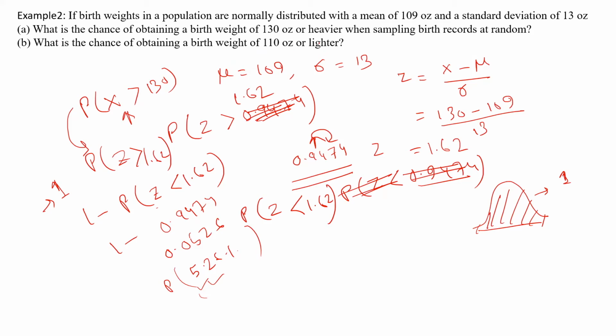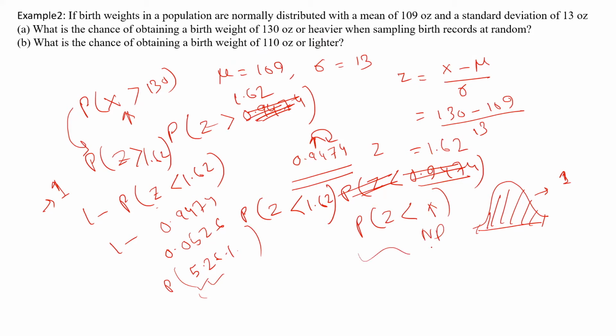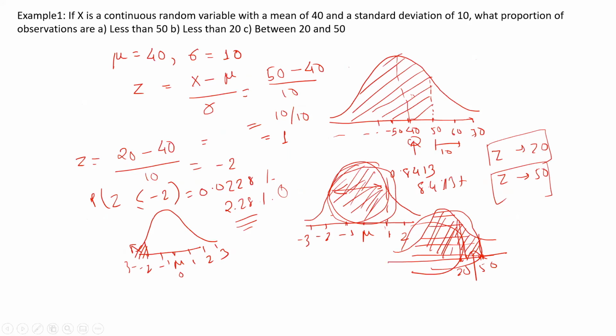This I leave it to you, find it on your own. Here we are not finding heavier, so we are not calculating P(Z greater than something). We are calculating P(Z less than something). Something will be found after you convert it into a standard normal distribution. So I leave it to you to do this task. It will be the same as the previous one that I explained.